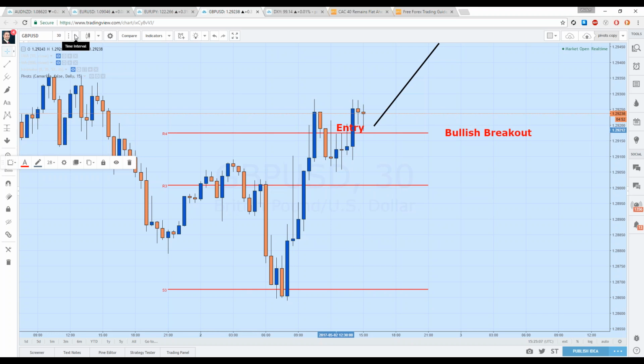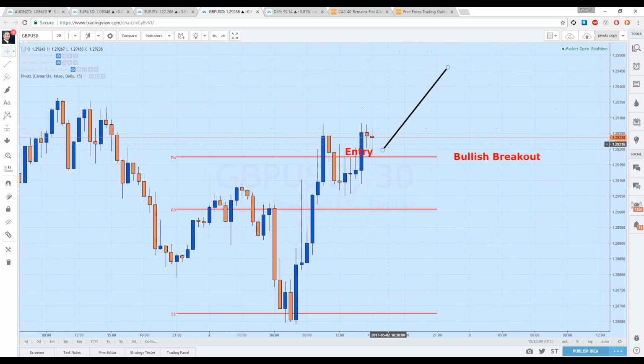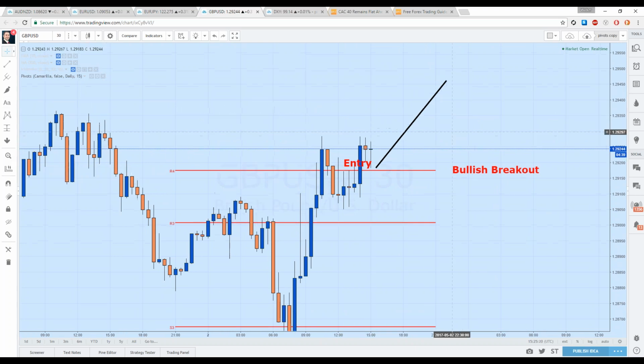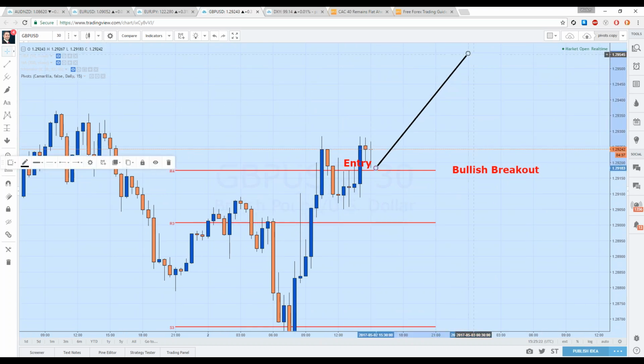So there's a variety of different methods here, and I don't want you to get too hung up on that outside of just deciding whether you want to trade with entry orders or market orders. Okay, now let's talk about managing our risk on a bullish breakout and projecting profit targets using pivots.